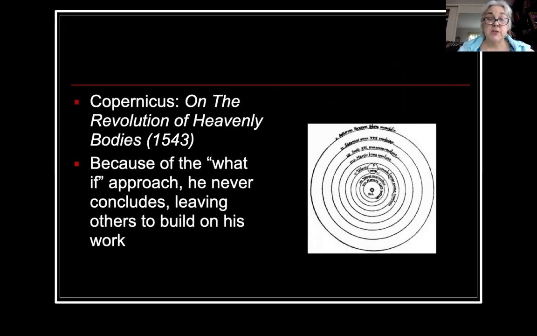As I said, Copernicus had published the book on the revolution of heavenly bodies, and he drew out this diagram that shows you the sun at the center, and then this orbit of planets that he arranges concentrically. But because of his what if approach, he never reaches a conclusion, this factor within the scientific methodology. And so this is where you create this collaborative method from across the European courts and universities as people begin to jump in on how they can prove what he's talking about.